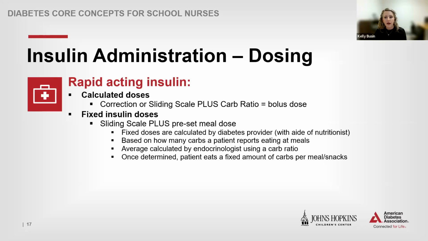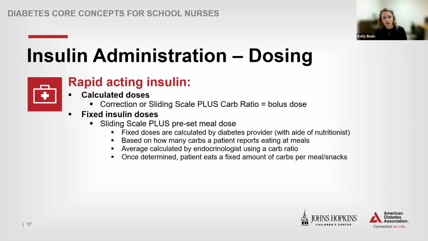Fixed doses are calculated by an endocrinologist with the aid of a nutritionist. What usually happens is the patient and their parents will sit down with the nutritionist and do a complete food recall of what they typically eat at their meals. Once the team gets an idea of what the child regularly eats, the endocrinologist and the nutritionist will determine an average carb amount and then use an estimated carb ratio that would be recommended for this patient based on standard calculations using weight and age. Once the diabetes team determines the theoretical carb ratio that they would use for this student if they were carb counting, they come up with the fixed dose that should be given at each meal.